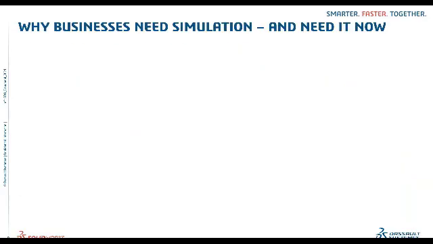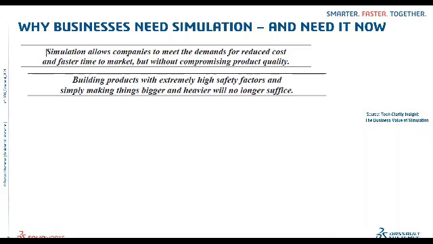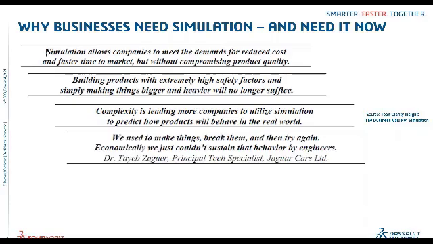These are a few statements provided by industry heads on why business needs simulation. Simulation allows companies to meet demands, reduce cost, and get faster time to market. Simply making things bigger and heavier no longer suffices. Complexity is leading more companies to utilize simulation portfolios so they can predict how products will behave in the real world. We used to make things, break them, and try again. Economically, we just couldn't sustain that behavior by engineers. This is by Dr. Thab, who is a principal tech specialist from Jaguar Land Rover.